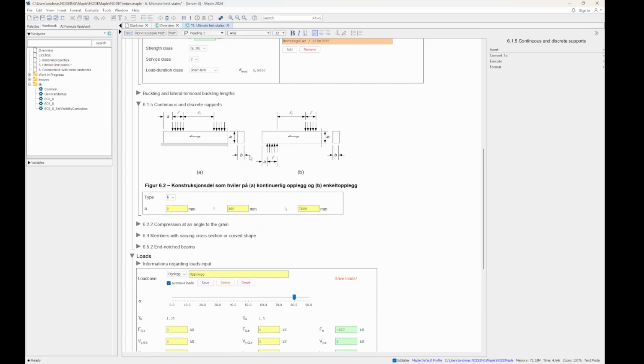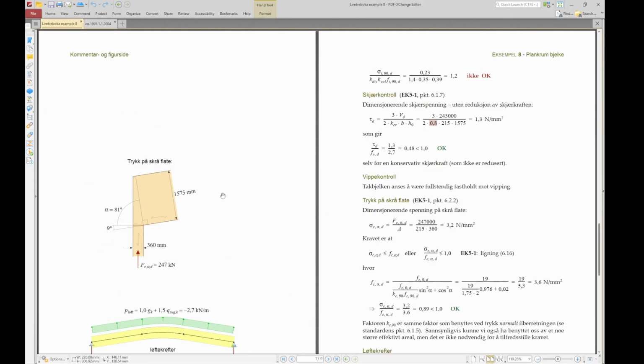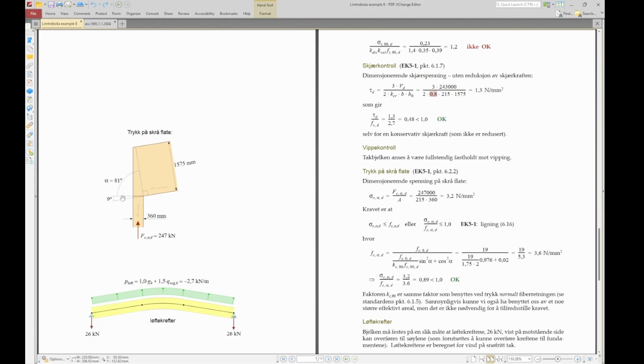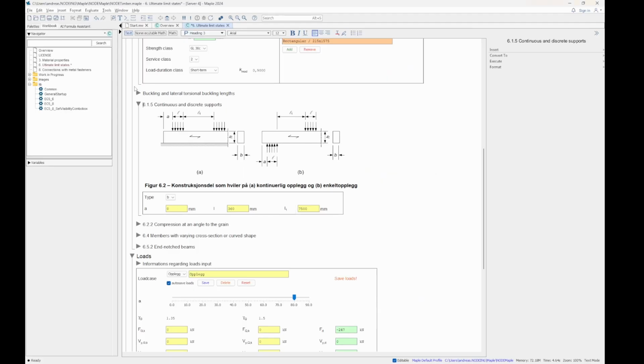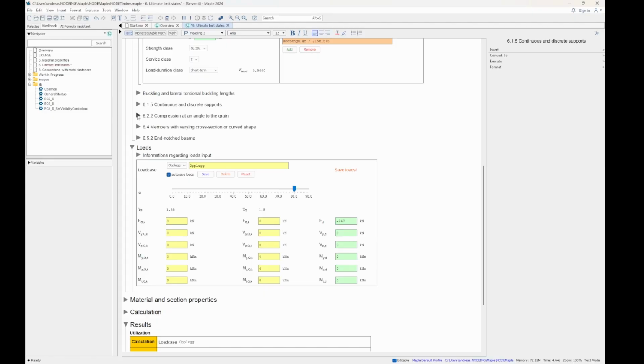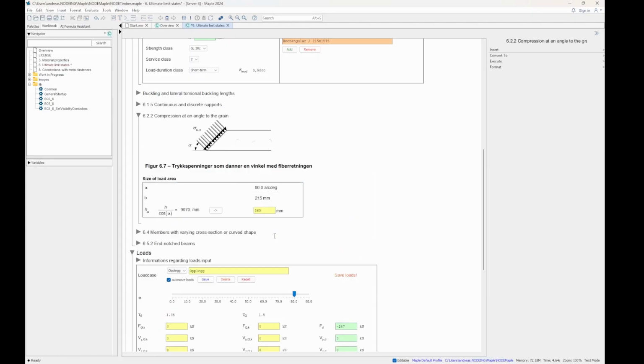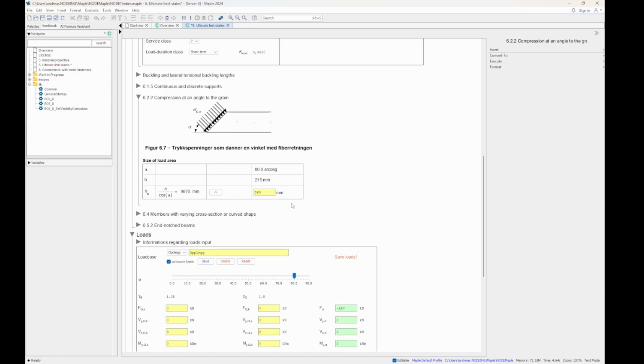We don't have the continuous and discrete supports because if you go back to the example, on this page we see that there is an inclined support on the left hand side with an angle, 9 degrees. So let's just go back. We don't have that one, but we do have compression at an angle to the grain, and an 80 degrees arc correction. And we'll have a look at that one a little bit later.